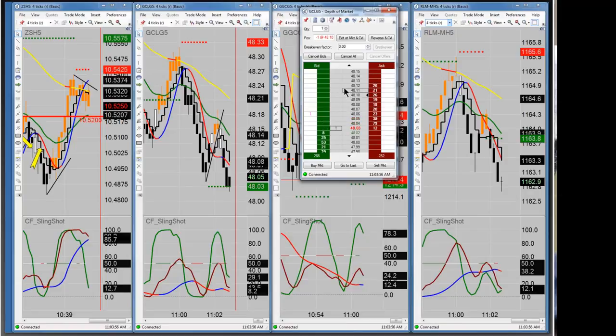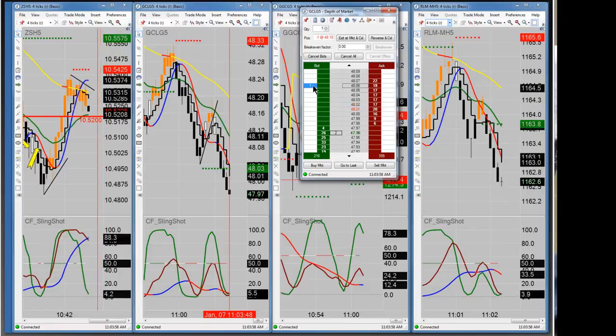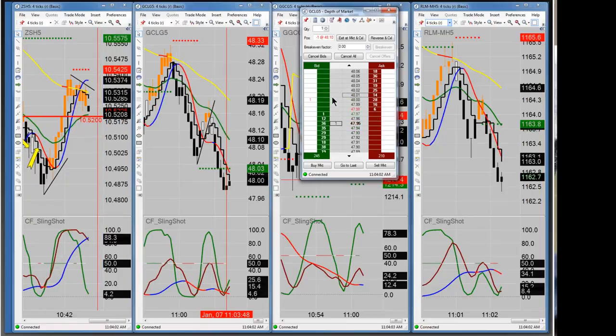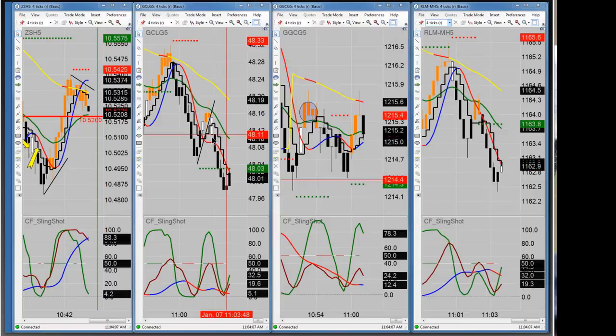That'd be interesting. I'm short, as you can see here, on the crude at 48.10. Stop at plus 10 right now, and I'm flat with 10. I was looking for the down close below the trend line right here.